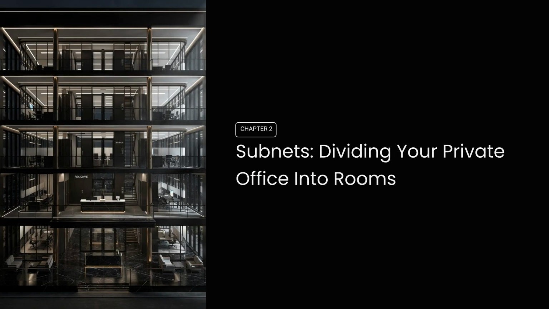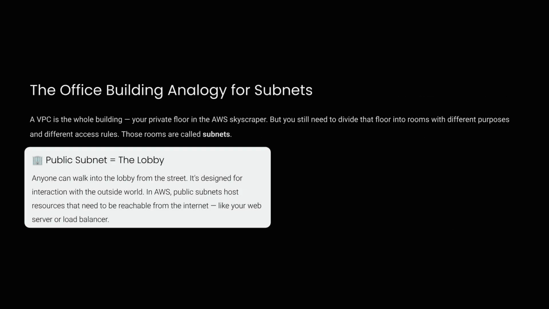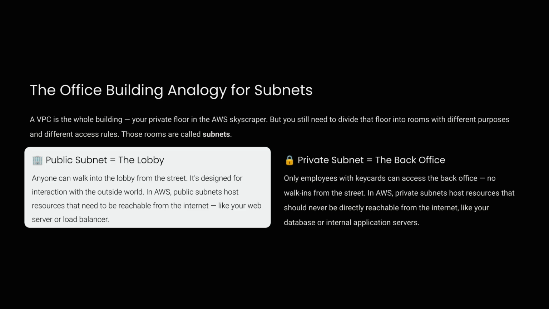Chapter 2 is about subnets, dividing your private office into rooms. Subnets allow you to partition your VPC floor into distinct areas with different purposes and access rules. Public subnets are like the lobby, accessible to the outside world, hosting resources like web servers and load balancers. Private subnets are like the back office, accessible only to internal users, hosting resources like databases and internal application servers that should never be internet reachable.